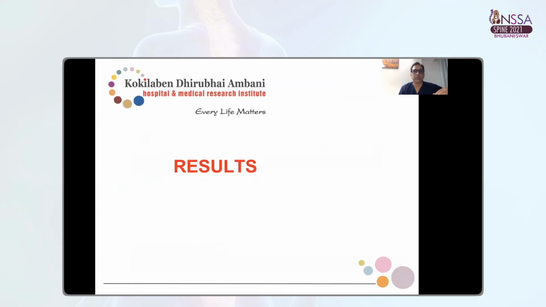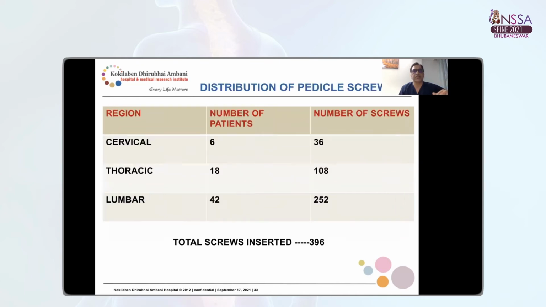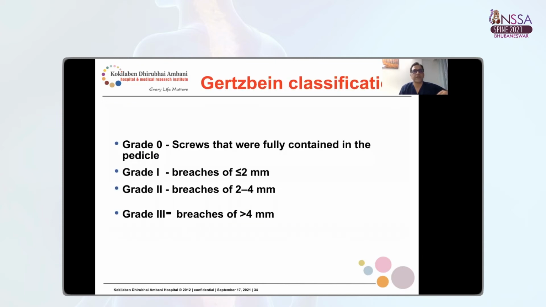So let me share with you my results. I have used it for 66 patients till now. 4 of them had tumor or metastasis, 12 of them had infection, 4 of them had trauma, and degenerative patients were 46. Region-wise, there were fewer cervical and more lumbar. Totally, I put in 396 screws using the O-arm and the navigation.